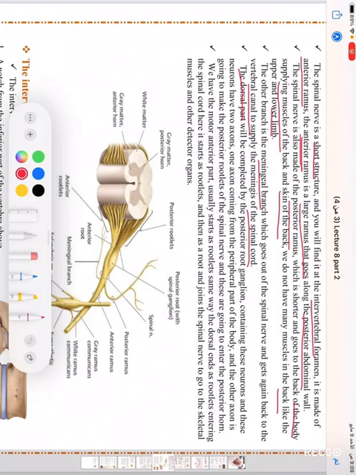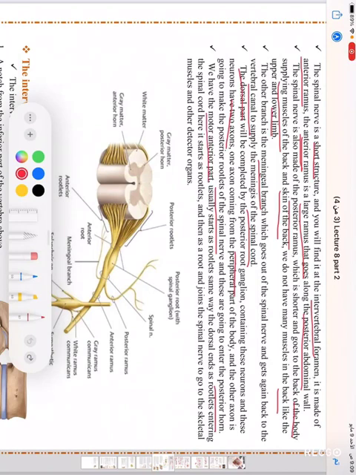The dorsal part will be completed by the posterior root ganglion containing these neurons, and these neurons have two axons. One axon comes from the peripheral part of the body and the other axon goes to make the posterior rootlets of the spinal nerve. So we have two axons for each neuron in the dorsal part, one in the peripheral parts of the body and the other in the posterior rootlets of the spinal nerve, and these are going to enter the posterior horn.